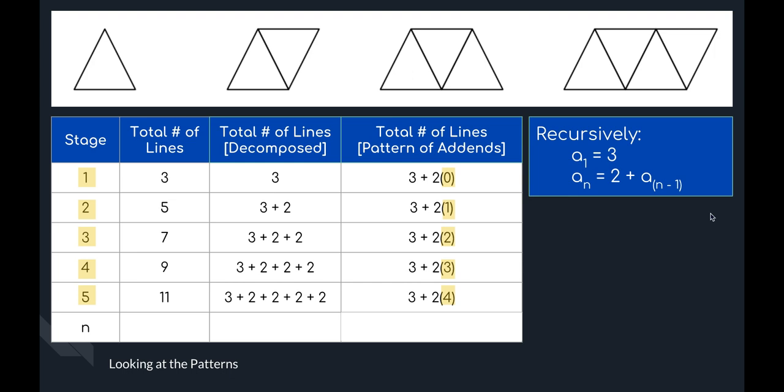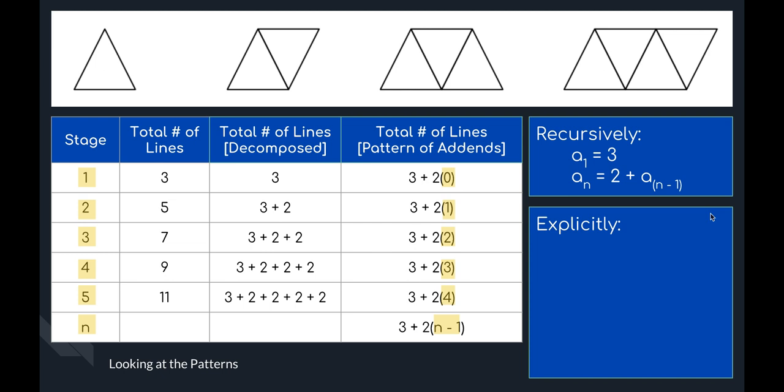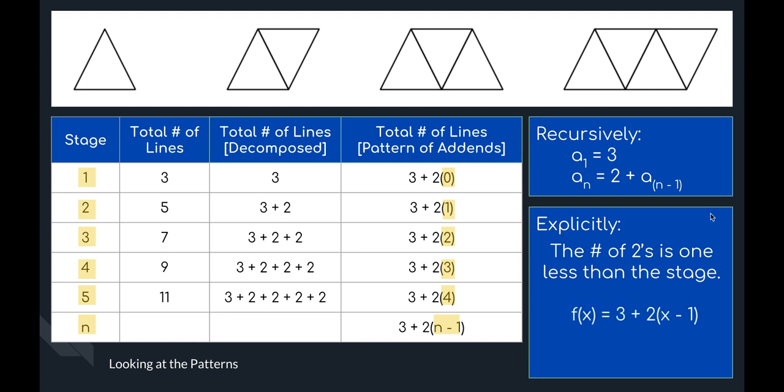What we have to do is then use that to develop an expression. If we have n, we really need n minus 1. And so the expression for this is 3 plus 2 times the quantity, n minus 1. Explicitly, what we're really saying is that the number of 2's is 1 less than whatever stage we're on. f(x) equals 3 plus 2 times the quantity, x minus 1.